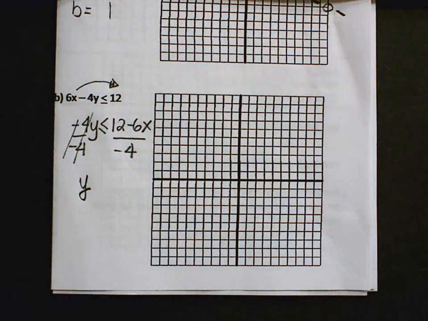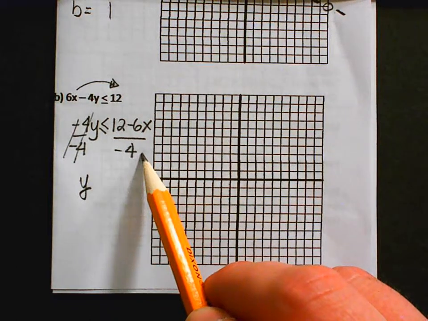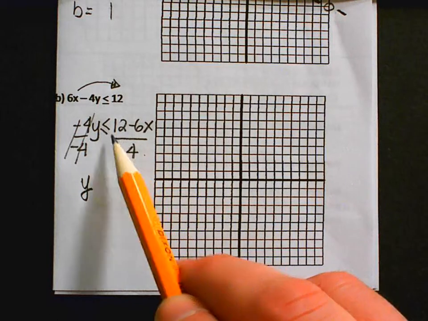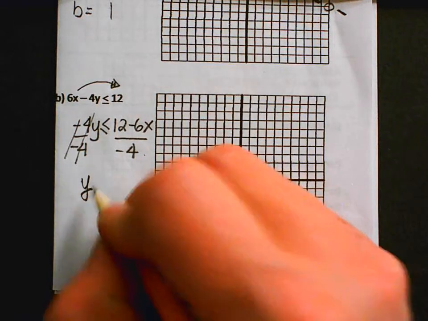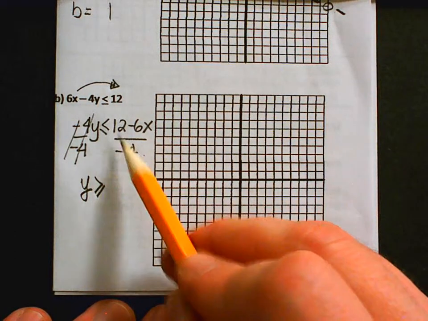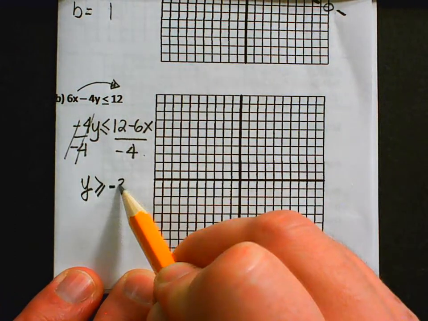Now, this is a very important rule about inequalities. Anytime you divide by a negative number, you're going to flip the sign. So we need to flip the sign. Very important rule that you cannot forget. And then a positive divided by a negative is a negative, and 12 divided by 4 is 3.